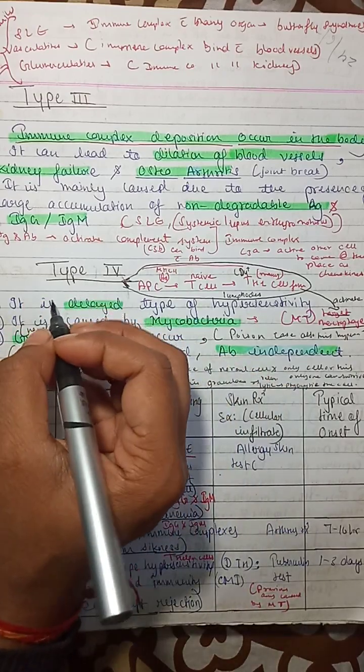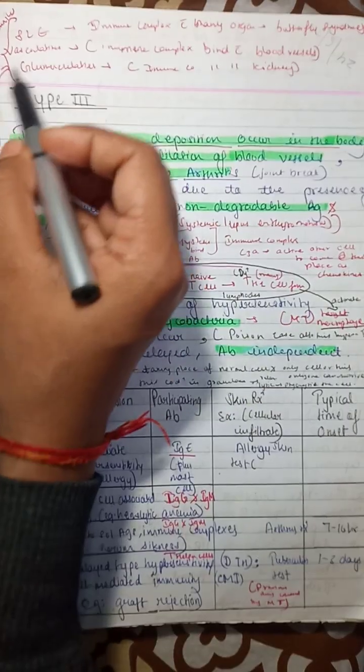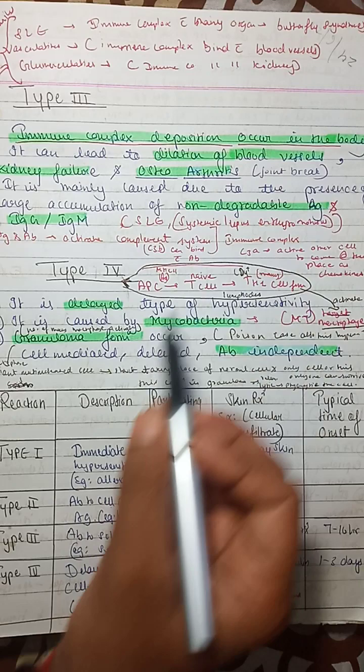The other example is vasculitis. In this, immune complexes bind with the blood vessels. The third example is glomerulonephritis, where immune complexes bind with the kidney.